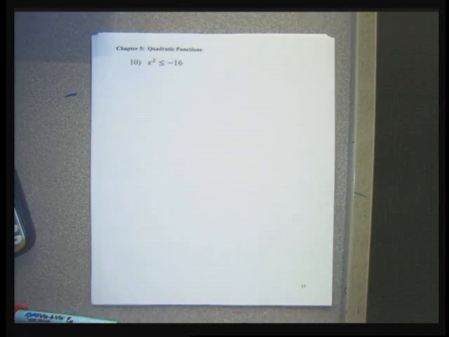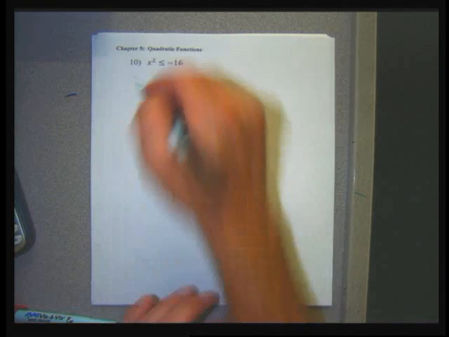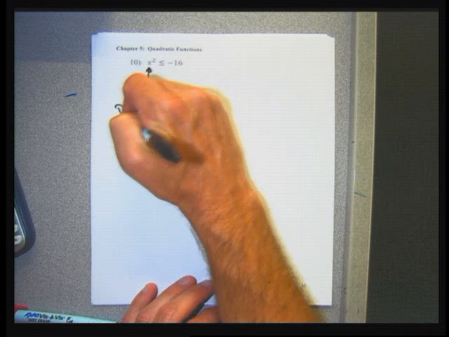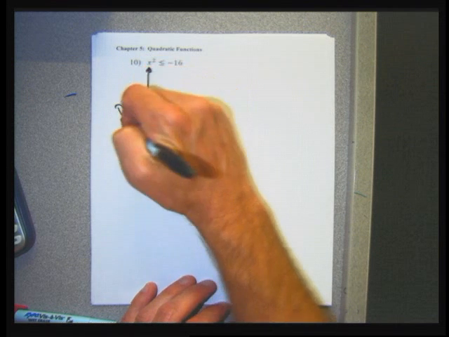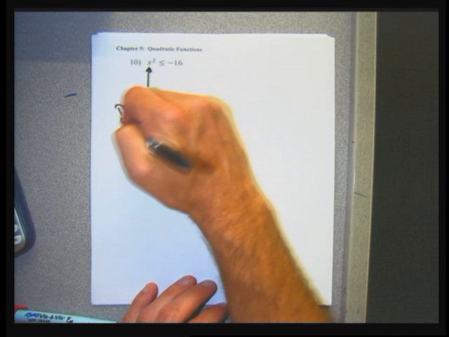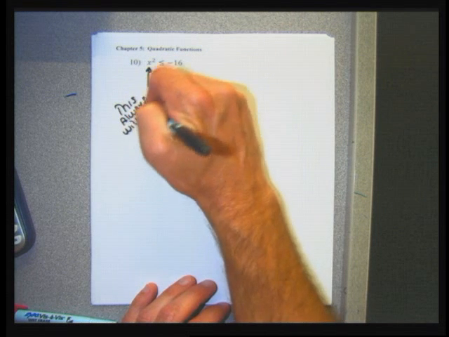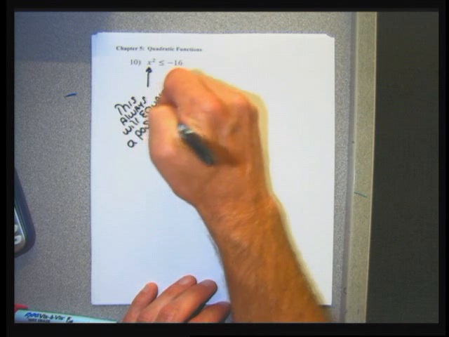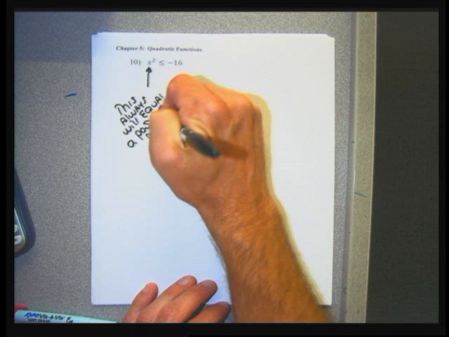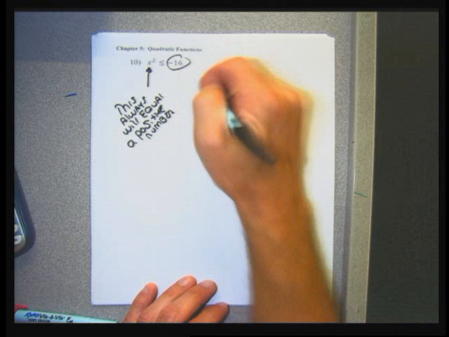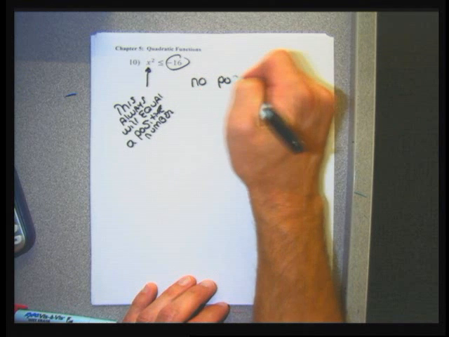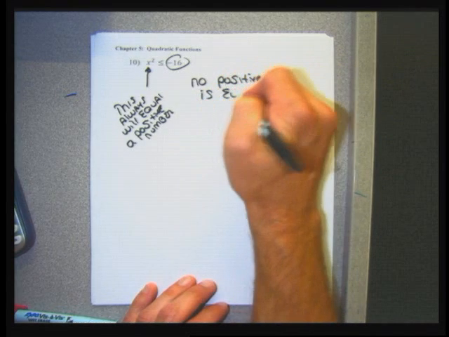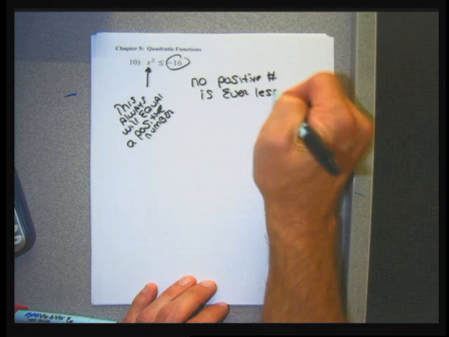Number 10's a special case. The reason it's a special case is this always simplifies to a positive number. No matter what number I plug in for x, that's always going to equal a positive number. This side is negative. No positive number is ever less than or equal to negative 16.